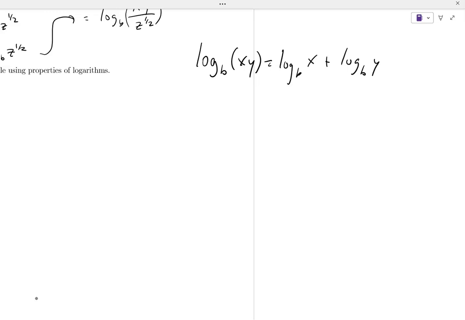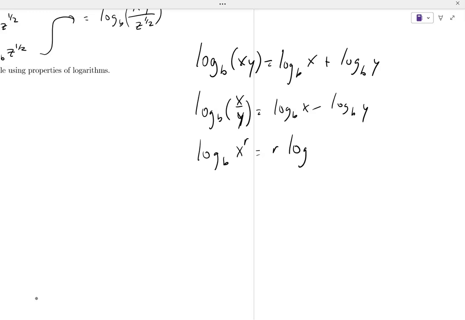Likewise, if you've got a log of a quotient, how does that break up? Good. And then finally, if we had x raised to the r power, what can we do with the r? Good. Bring the r down in front. So those are the three log properties we talked about on Wednesday. The examples we did had logs broken apart and put back together. Today we're going to start with examples where the logs are together and we want to break them apart.